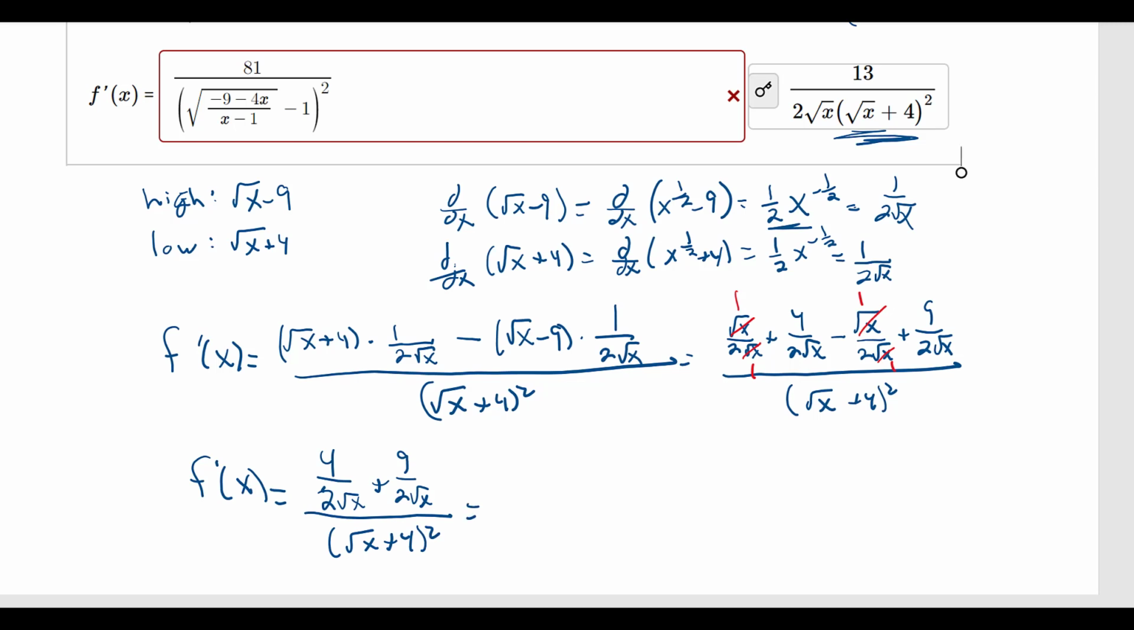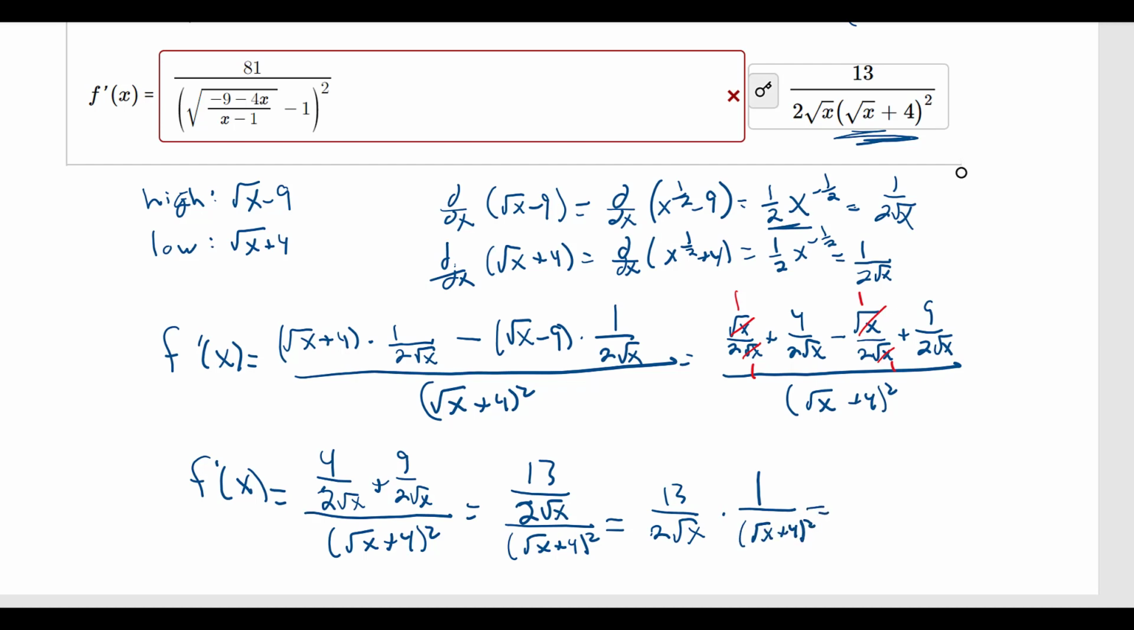Having the same denominator there, those two in the numerator, it's a complex fraction, yes. That's going to be 13 over 2 times the square root of x, over the square root of x plus 4 squared. And so basically we have a fraction on top divided by something on the bottom. This could be written as 13 over 2 times the square root of x times 1 over the quantity square root of x plus 4 squared.